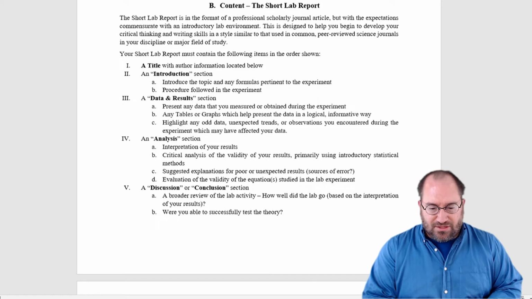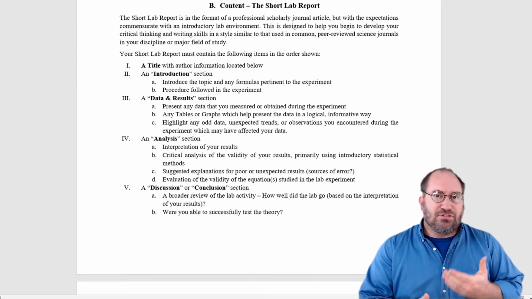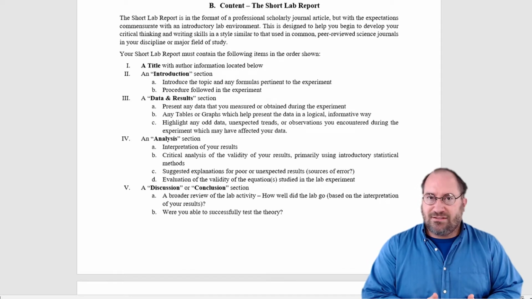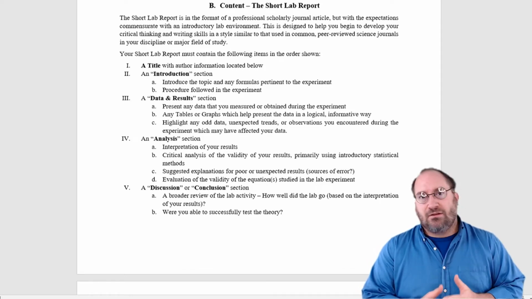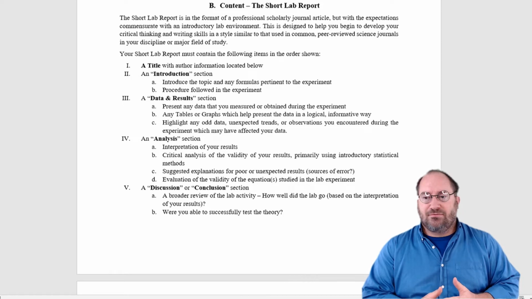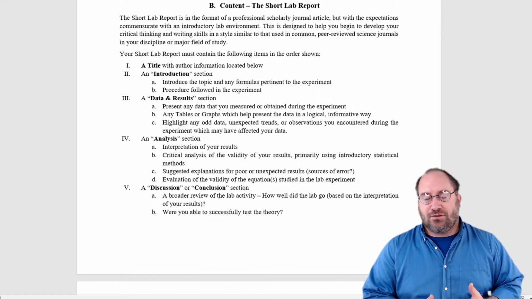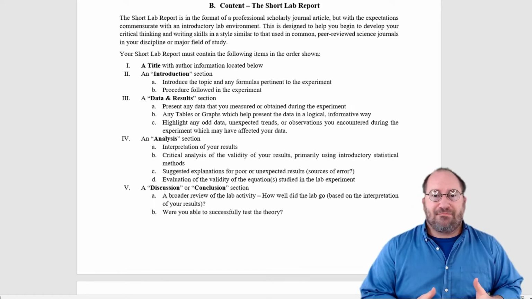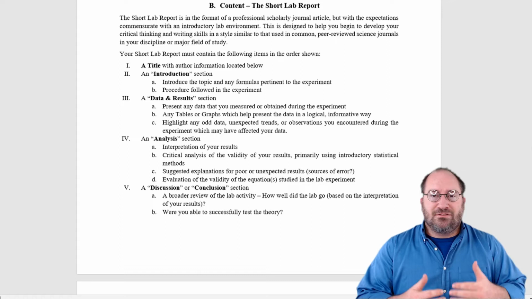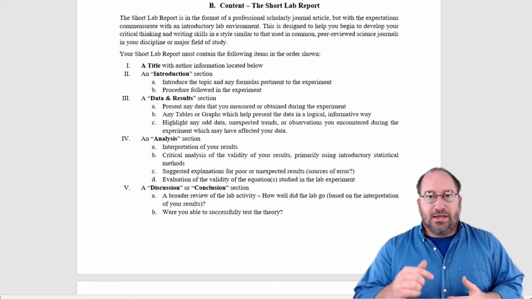So let's go through these a little bit more point by point. You see under the introduction, you're going to introduce a topic, a little bit about the science itself that supports it. Very nearly every experiment you have to work with this year will have a formula that you're testing in some fashion or another. So that formula needs to be in the lab manual. That formula needs to be in your introduction.